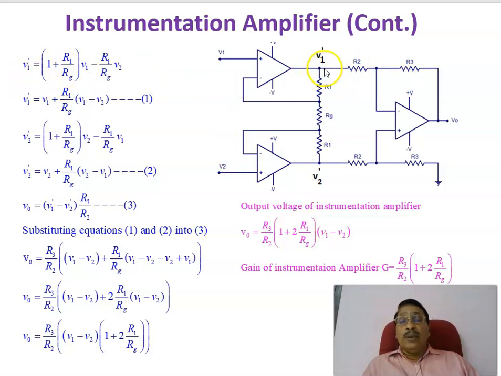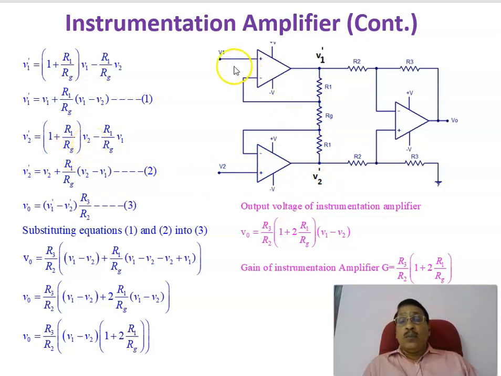With the same argument, you can find out V2 dash. Find the voltage when V1 is present and the voltage when V2 is present; the sum of those will be V2 dash. Assume first that V2 is present. You are applying it to the non-inverting terminal, and this is grounded because only V2 is present, so this is at ground potential. Then it is a non-inverting amplifier, and the output is 1 plus R1 by RG into V2.